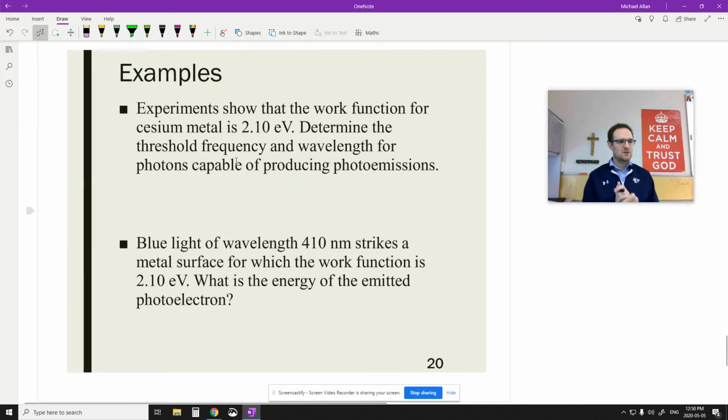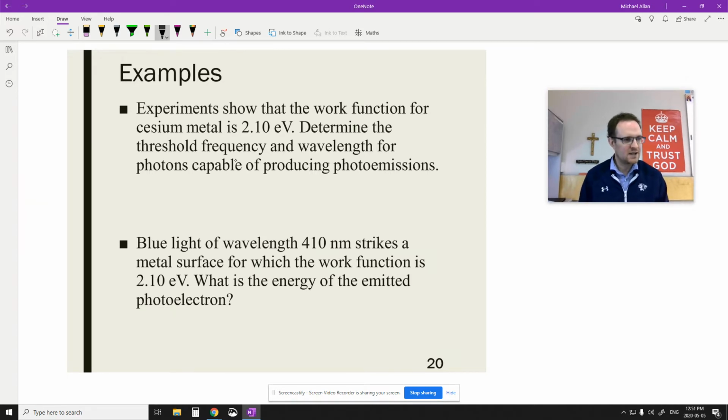An experiment shows that the work function of cesium is 2.10. Now, I don't know if that's true. The lab you do, you're going to do it for cesium as well, but you're not going to get that number. You're going to get a different number. I think you'll have to do some research to find out what the actual number is. I think it's lower than this number. Determine the threshold frequency and the wavelength for the photons capable of producing a photo emission.